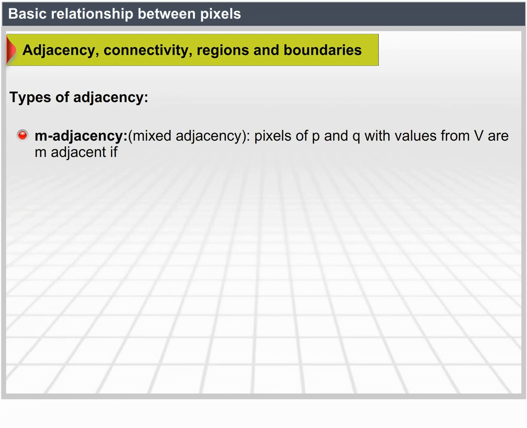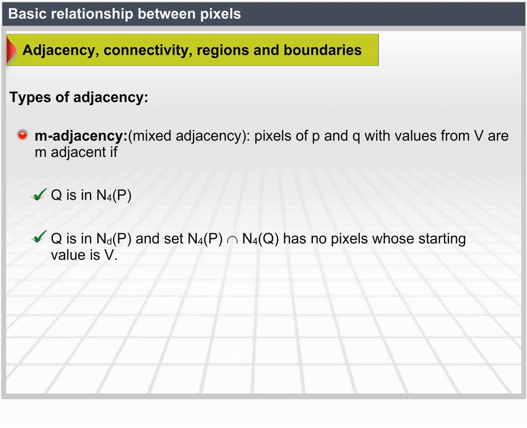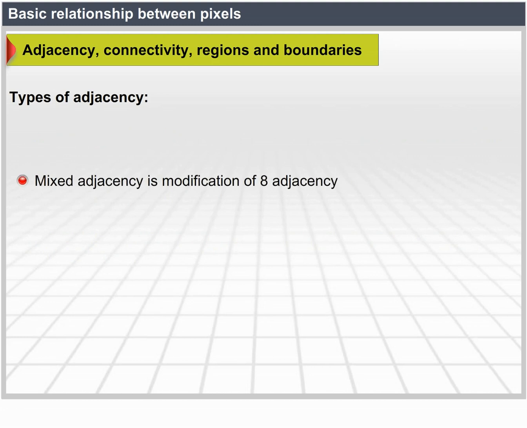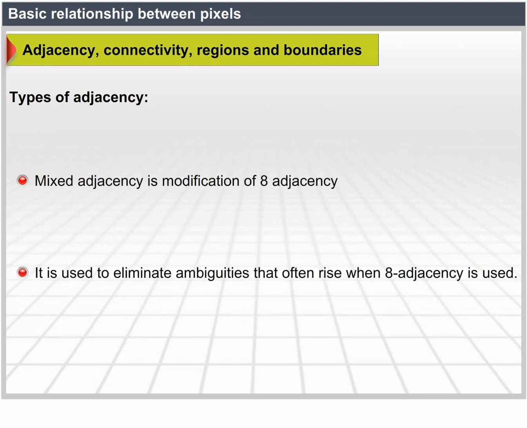Pixels P and Q with values from V are M adjacent if Q is in N4(P), or Q is in ND(P) and the intersection of sets N4(P) and N4(Q) has no pixels whose values are from V. Mixed adjacency is a modification of 8 adjacency. It is used to eliminate ambiguities that often arise when 8 adjacency is used.